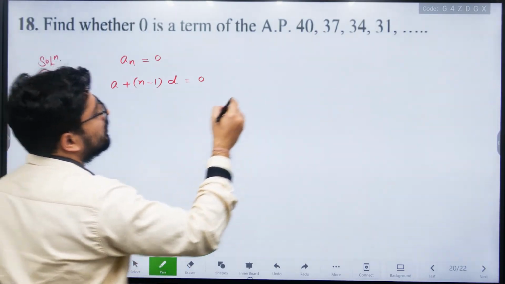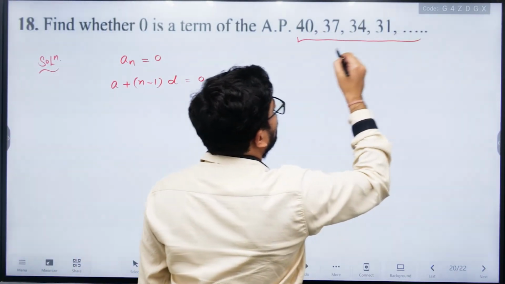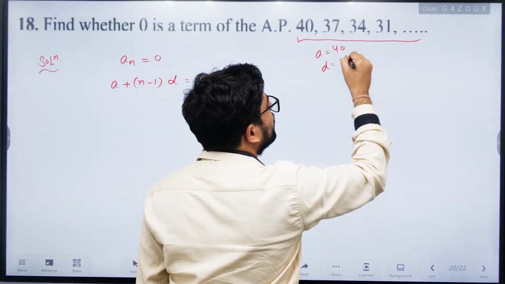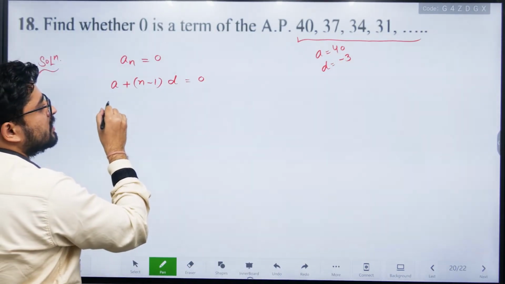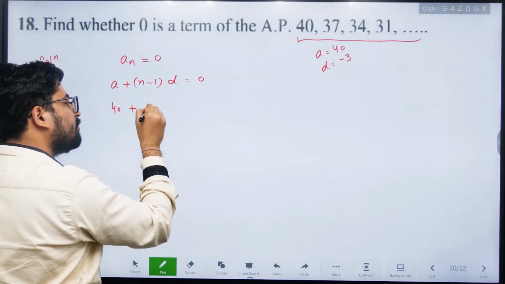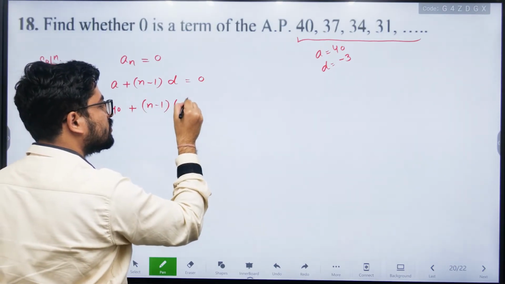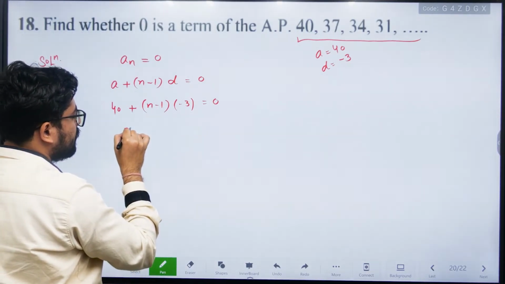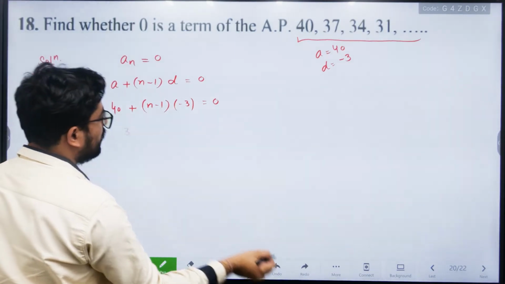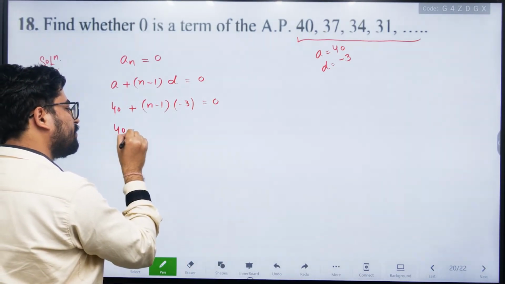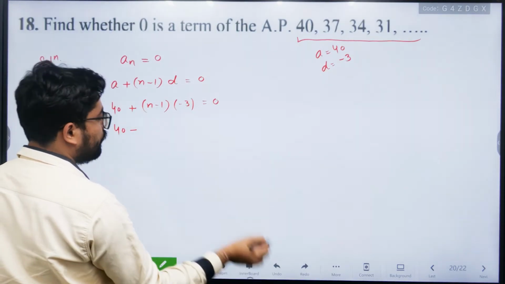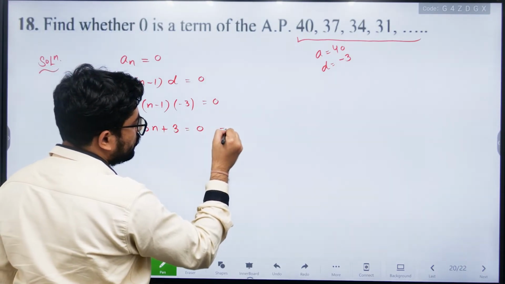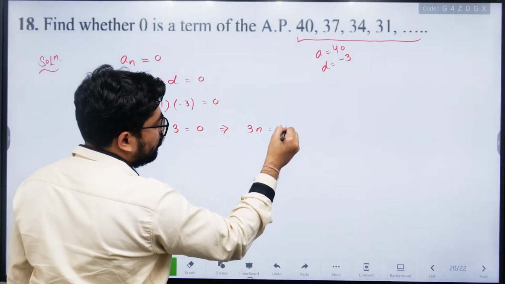Here in this AP, if you observe, a is 40, the first term, and the common difference is 37 minus 40, that is minus 3. So this is 40 plus (n minus 1) into minus 3 is equal to 0. So 40 minus 3n plus 3 is equal to 0. From here you can say 3n is equal to 43.